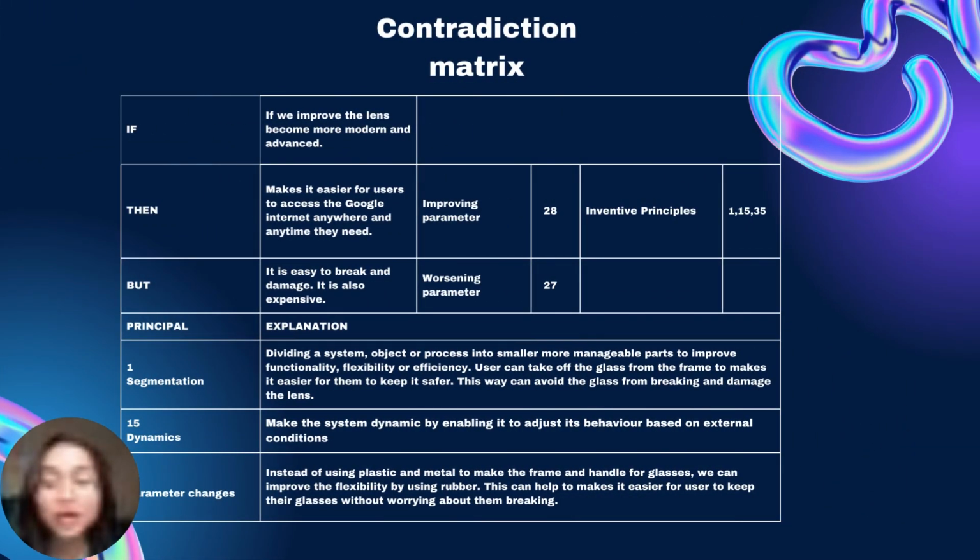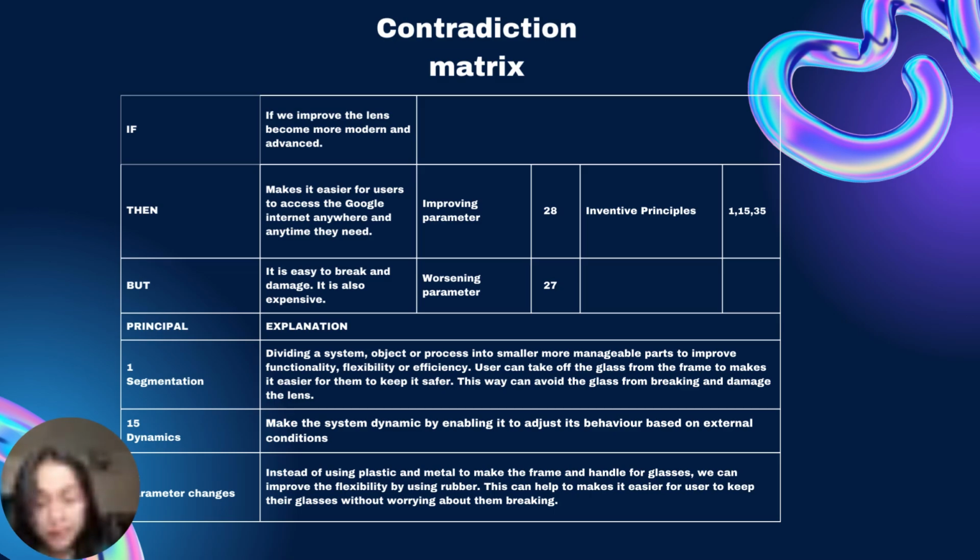Vanessa, Michi and Adoni. Today I'm gonna talk about the contradiction matrix. The topic is about Google Lens. If we improve the lens to become more modern and advanced, then it will make it easier for users to access the Google Internet anywhere and anytime they want or they need. But of course, it is easy to break and damage. It is also expensive. Not everyone can afford this.